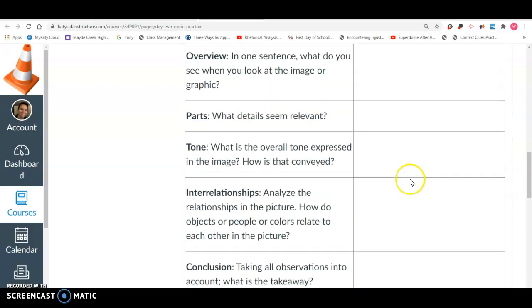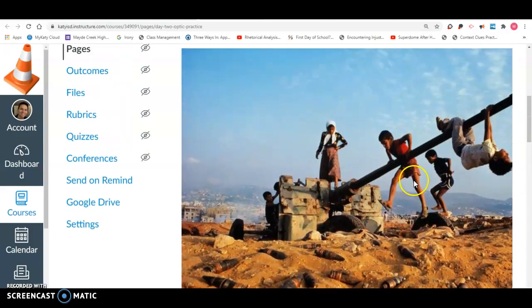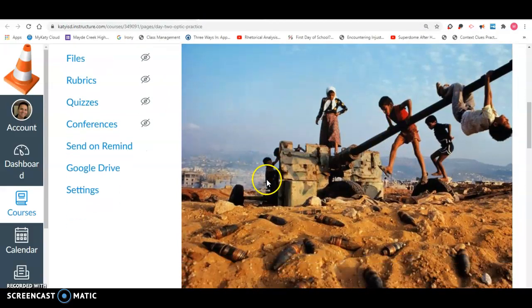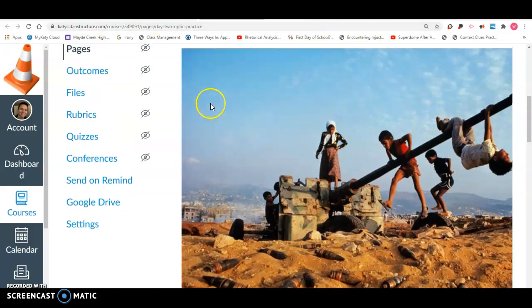So again, I've quickly gone through OPTIC with these examples. If you have questions or issues, send a message, inbox, drop a message to teacher, and then you guys are going to do this on your own.